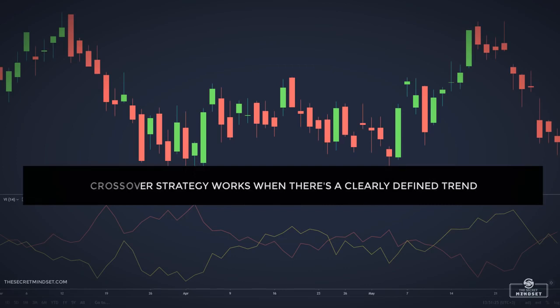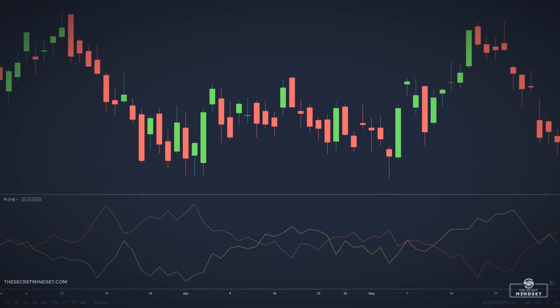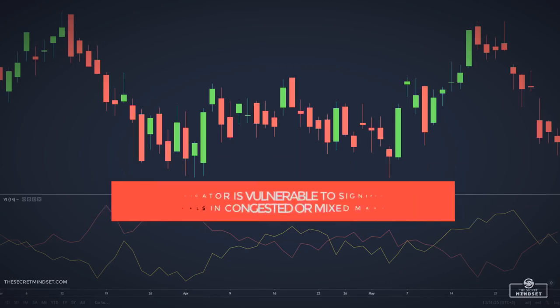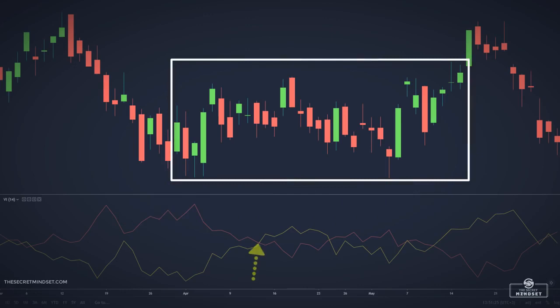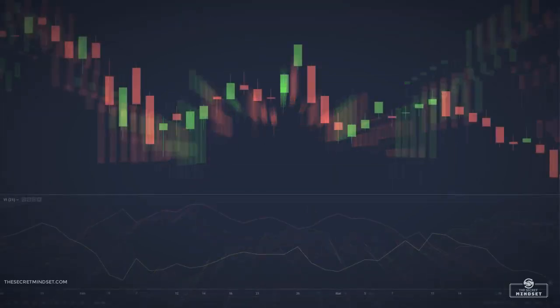You can use the Vortex indicator as a standalone signal generator, but keep in mind that it's vulnerable to significant false signals in congested or mixed markets. So pay attention when the market is in a consolidation phase, because this system will generate false signals. To diminish the occurrence of false signals, you could adjust the settings of the indicator.